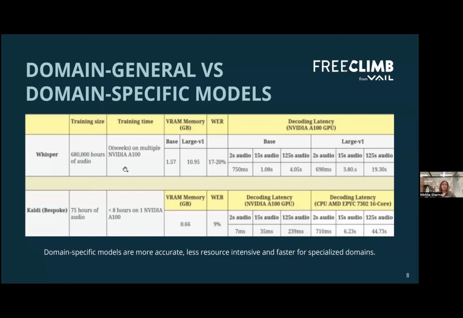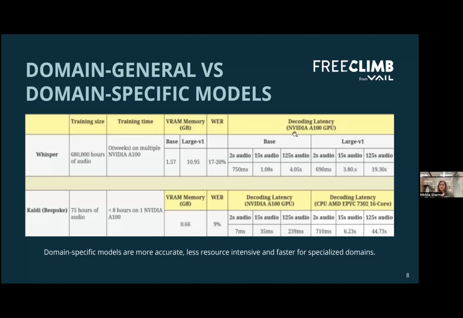Not only are the open source large language models bigger and harder to train, they also don't have the most accurate results. As you can see here, on our domain, on our subset, this has a word error rate of 17 to 20%. You can compare it to the word error rate of 9% that we see with our bespoke model. That's almost half of the word error rate. I'll describe word error rate more later, but essentially, the lower the number, the better, so the fewer mistakes your speech recognition engine makes.